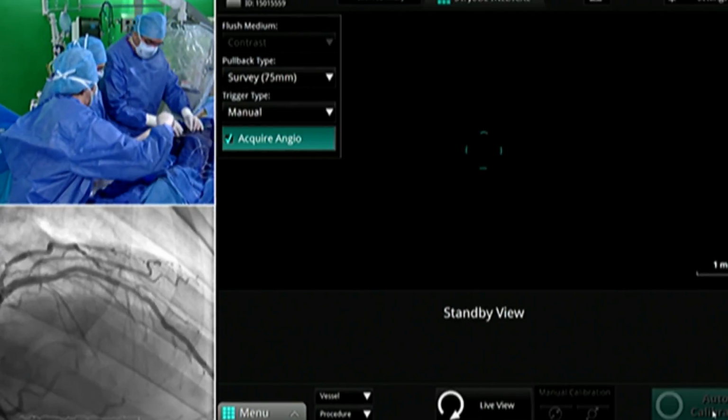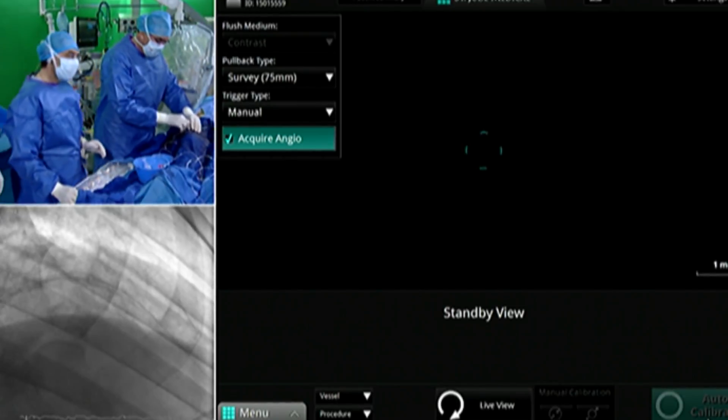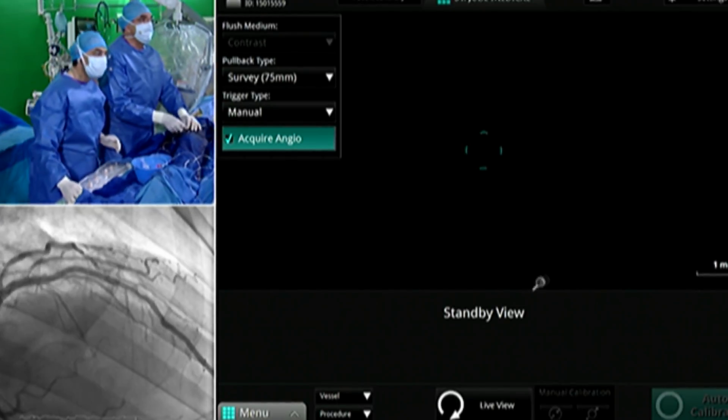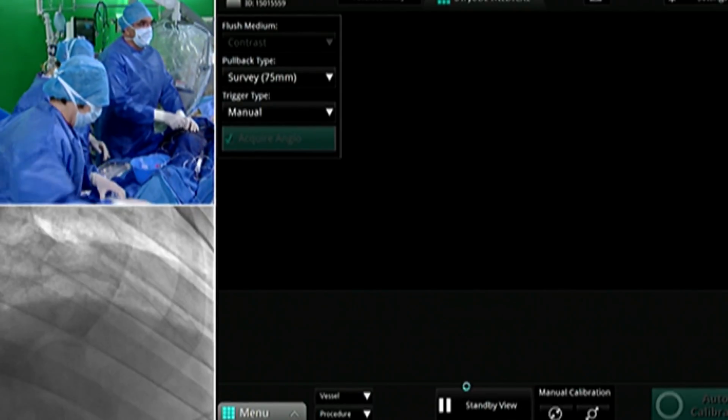Okay, and so Jean, the catheter is ready. We can advance. At the same time, the left main is open, advancing.